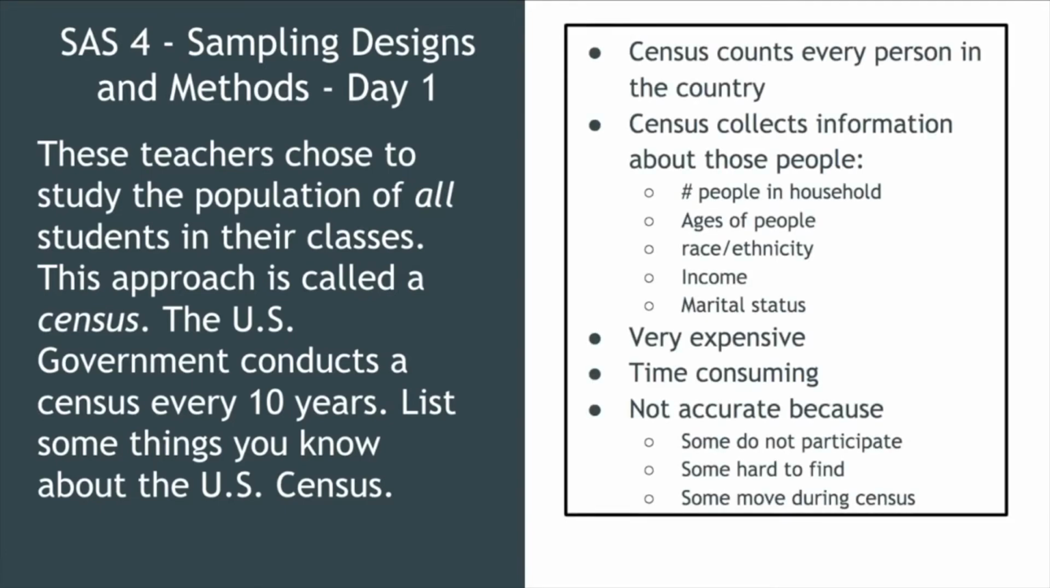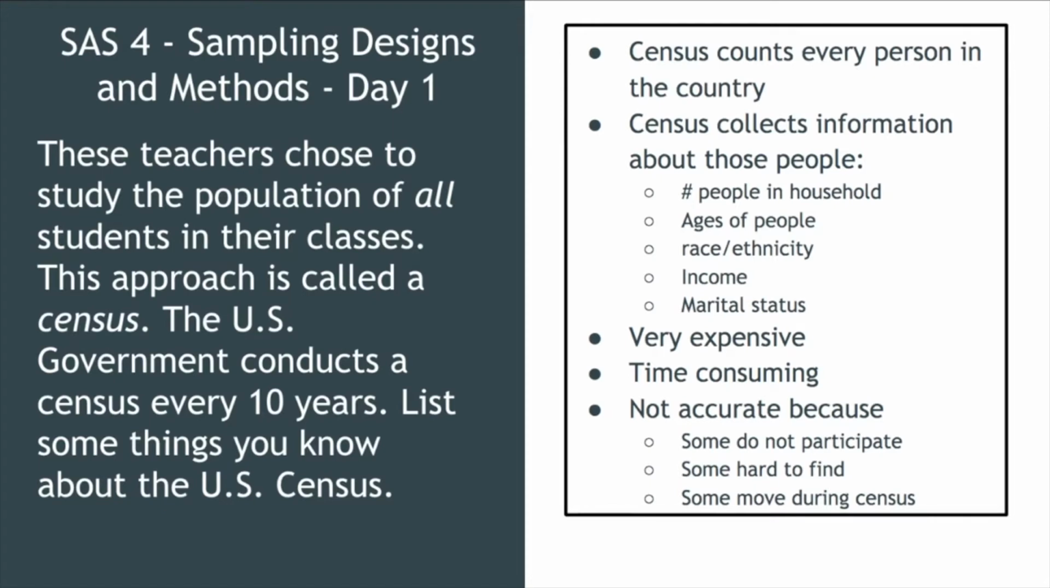Let's talk about this. A census, this slide is very important. It counts every person in the country. It collects information about these people. It collects information about the household, how many people are in it, the ages of the people, the race or ethnicity, the income, the marital status. The census is very expensive. It's very time consuming, and it's never accurate because some don't participate, some are hard to find, and some move during the census.